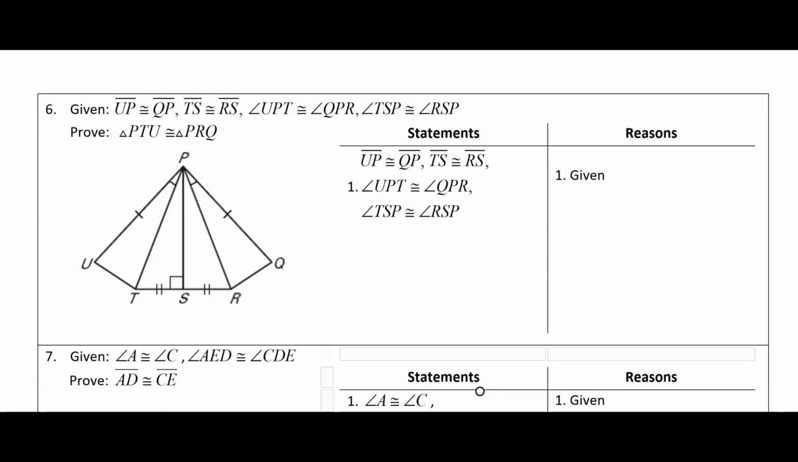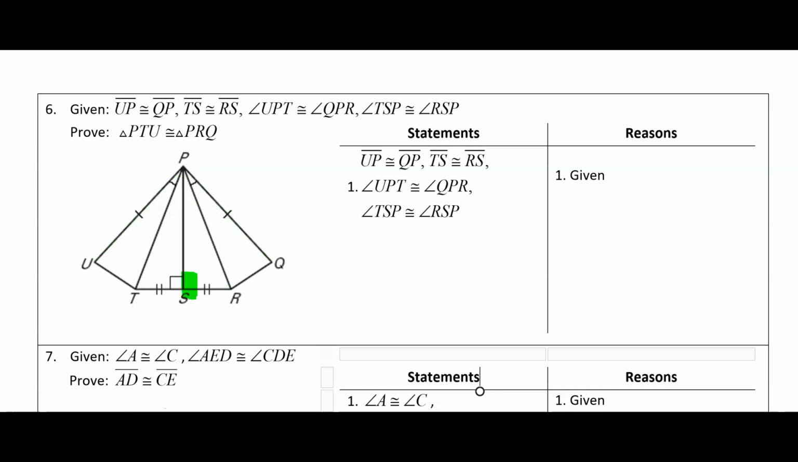It says given UP is congruent to QP, and TS is congruent to RS, and angle UPT, which is right there, is congruent to QPR, right there. And TSP, this right angle, is congruent to RSP, the other right angle. So we have a lot of given statements.